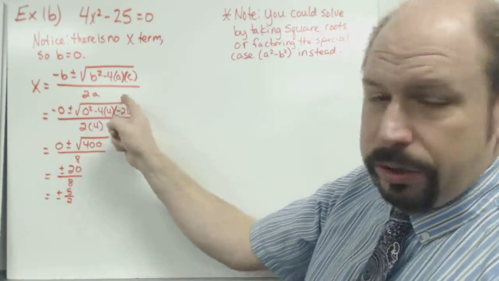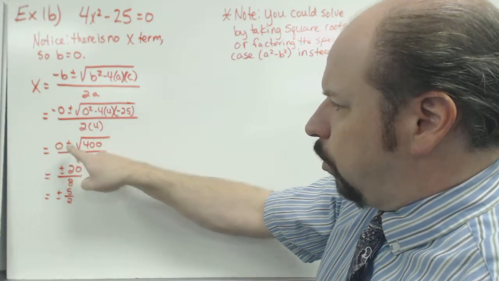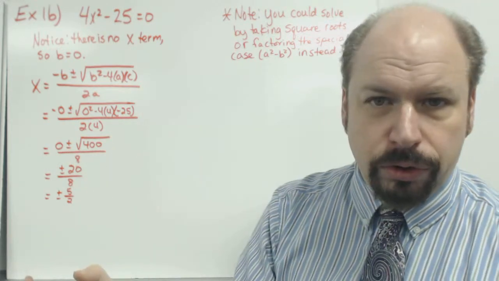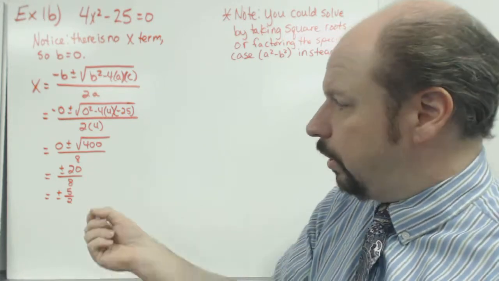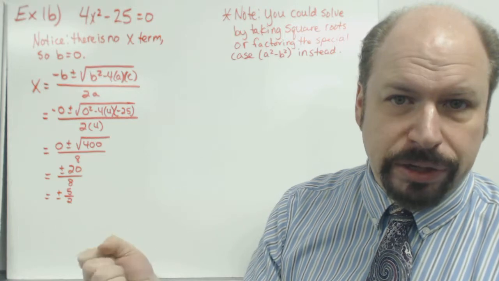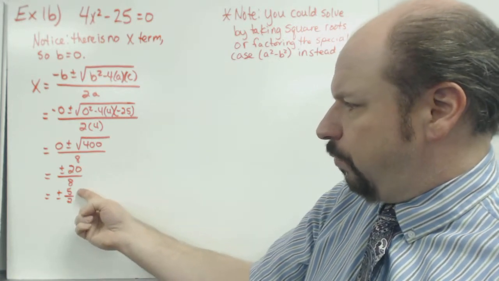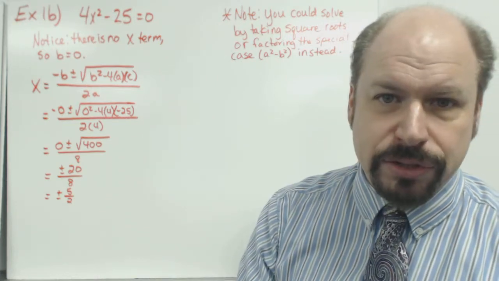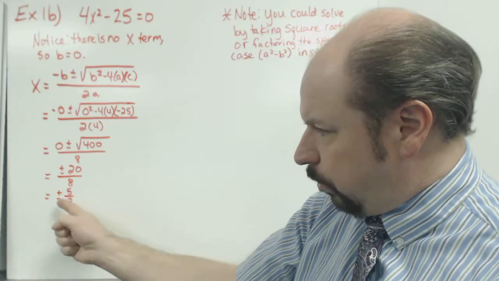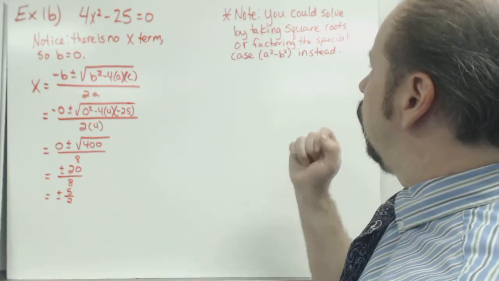If you want, you can check that in your calculator to verify. 0 plus or minus the square root of 400 over 8. Well, the square root of 400 is 20, so it's plus or minus 20 divided by 8. If we reduce that fraction, dividing top and bottom by 4, we get plus or minus 5/2. So there are our two solutions for this one. Notice we have positive 5/2 and negative 5/2 as our solution.